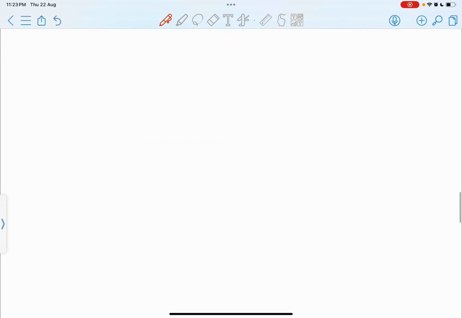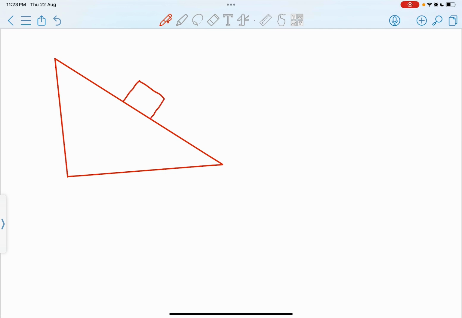For example, we have a triangle like this. Now we have a block which is kept here like this. Here we have its mg. Now we will make the components of it. These are mg sin theta, and also here we have mg cos theta. Why? Because this is theta, and here we have a theta.